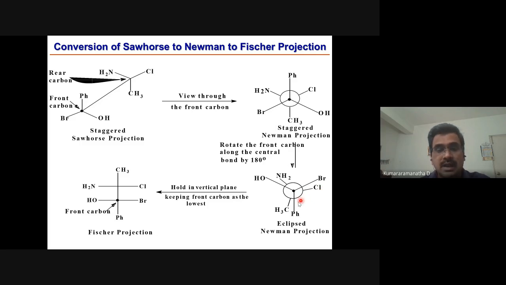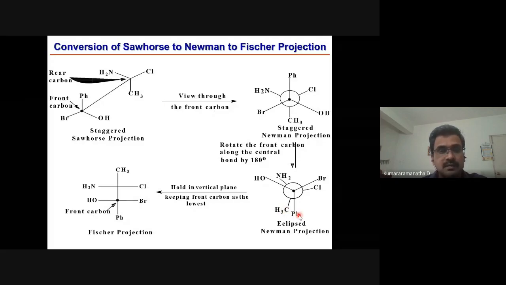Now you can easily identify. Again, you remember from which direction we are viewing, phenyl or methyl. Those are the ones in the vertical lines. Vertical lines are away from you, and horizontal lines are nearer to you. So now you can see hydroxyl and bromo are in the horizontal line. That is the first carbon, because of the dot. And the rear carbon has the amine and chloro group, the second carbon.